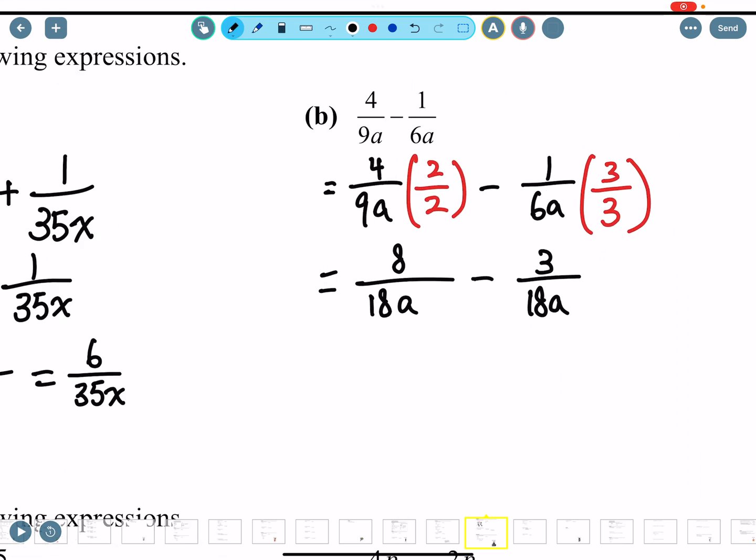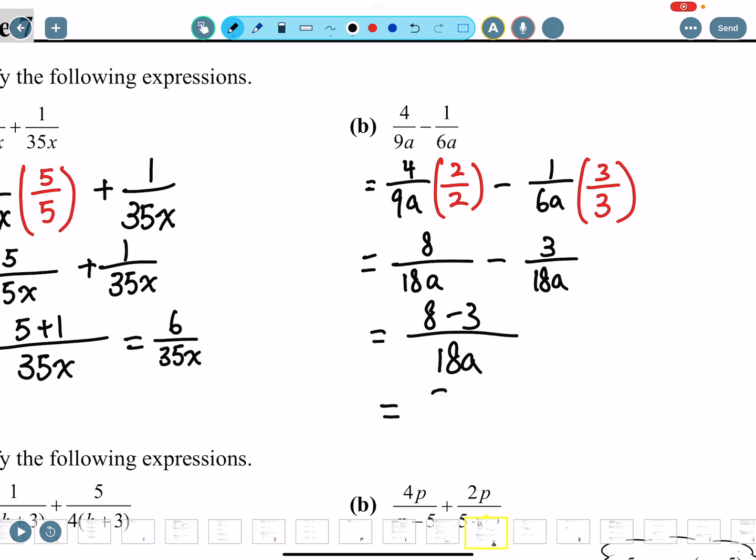So now you have the same denominator for both fractions. You can combine them into one. 18a at the bottom, 8 minus 3 on the top, and then you end up with 5 over 18a. And check if you can further simplify. Cannot, so that's the final answer.